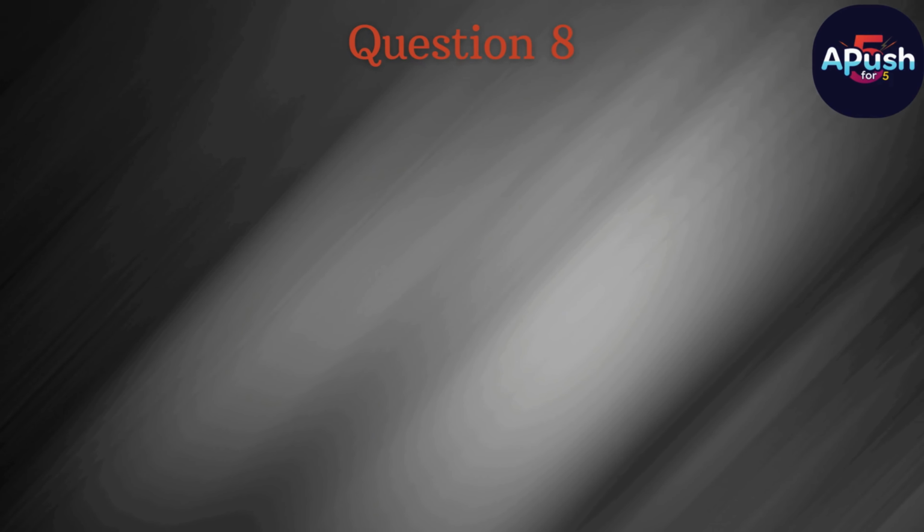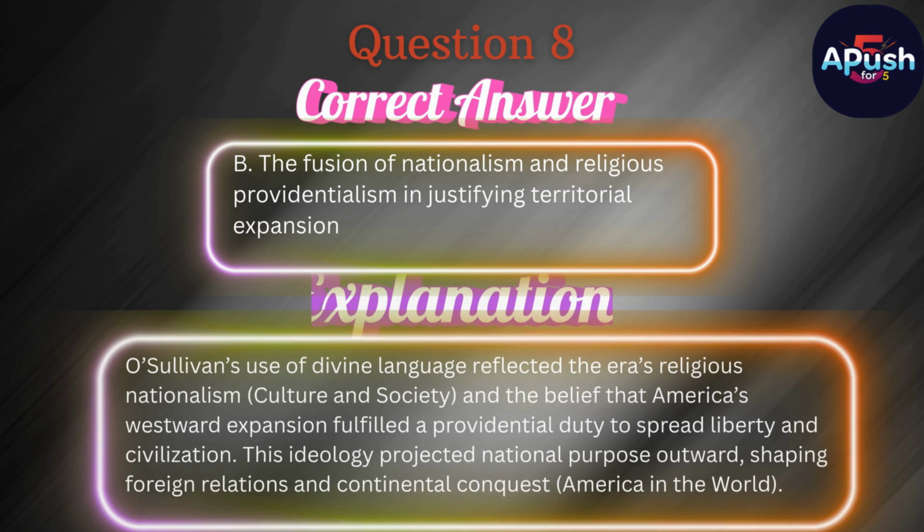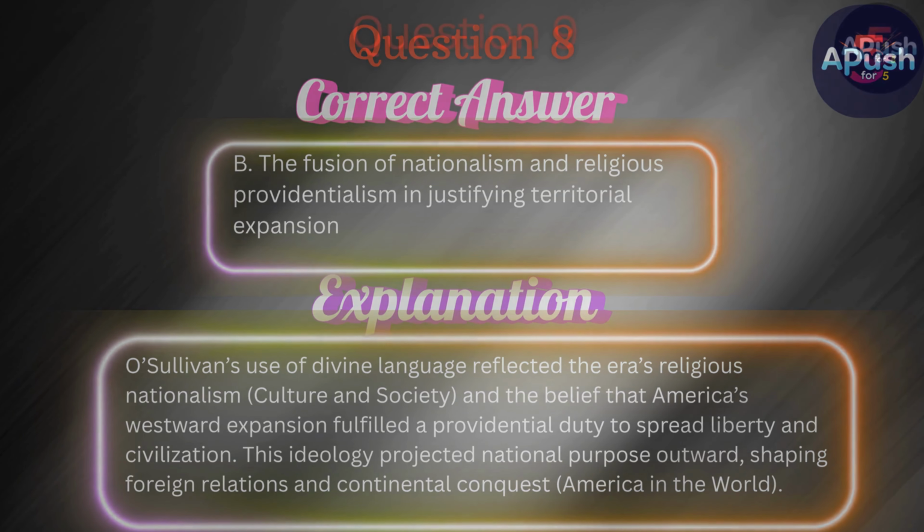The correct answer is B. The fusion of nationalism and religious providentialism in justifying territorial expansion. O'Sullivan's use of divine language reflected the era's religious nationalism in culture and society, and the belief that America's westward expansion fulfilled a providential duty to spread liberty and civilization. This ideology projected national purpose outward, shaping foreign relations and continental conquest, America and the world.